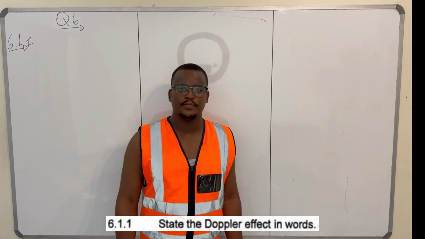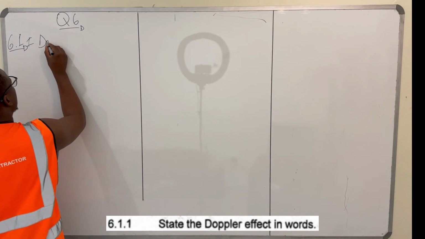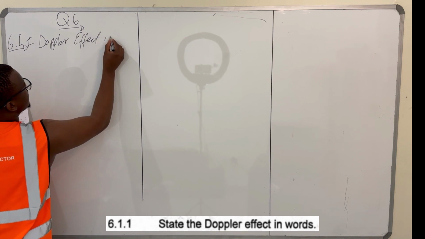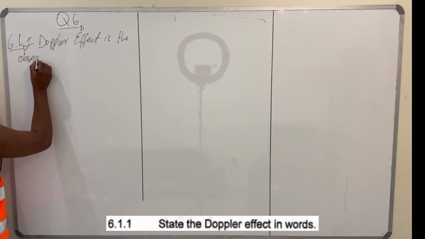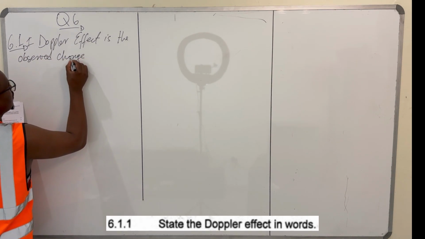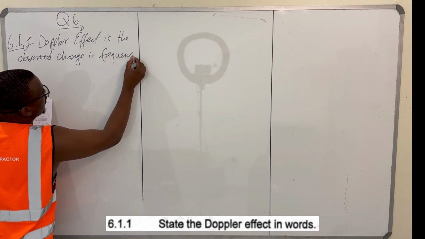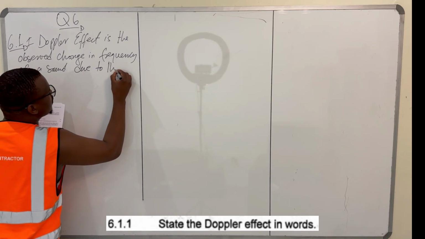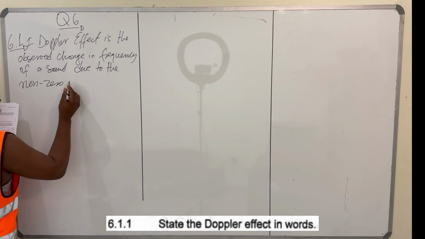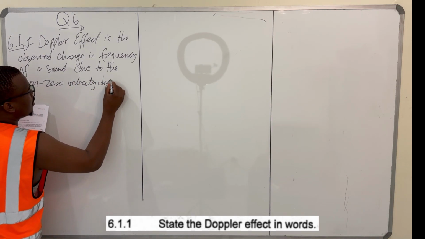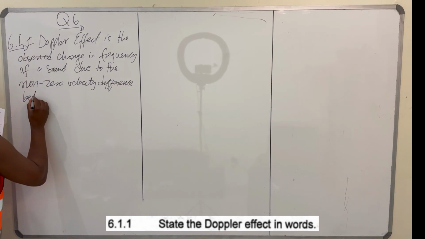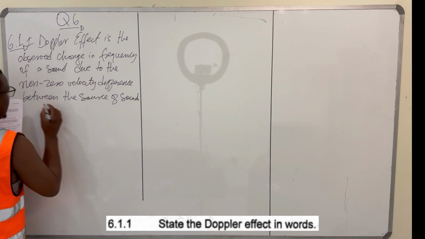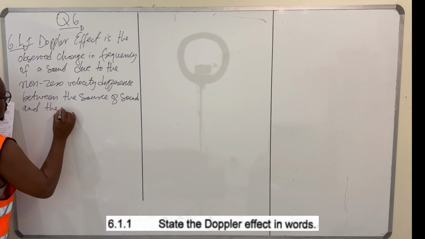So I'm not sure if I have to write that down, but I'll say: Doppler effect is the observed change in frequency of sound due to the non-zero velocity difference between the source of sound and the observer.